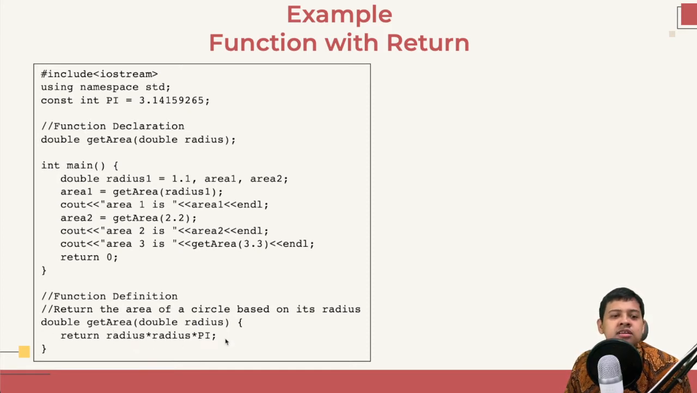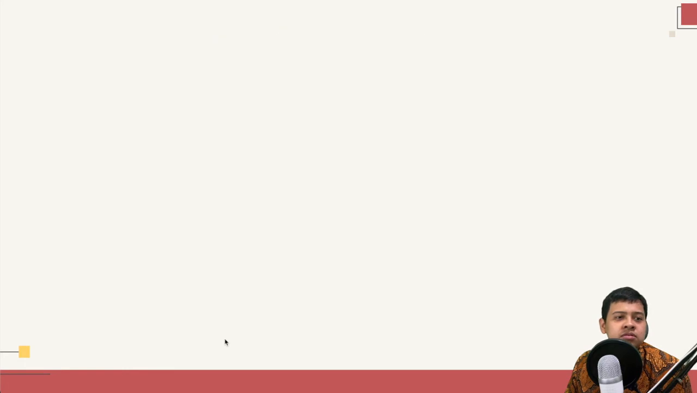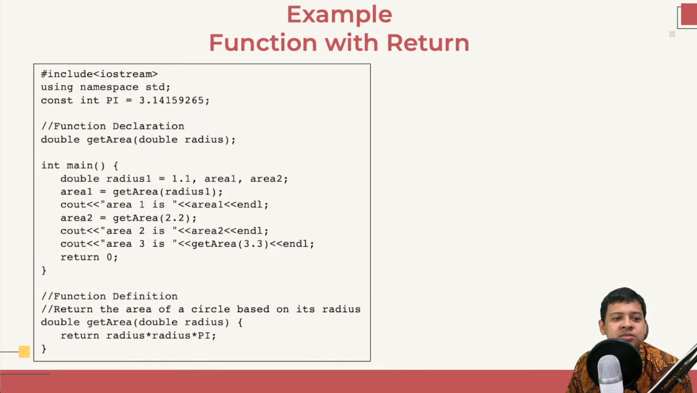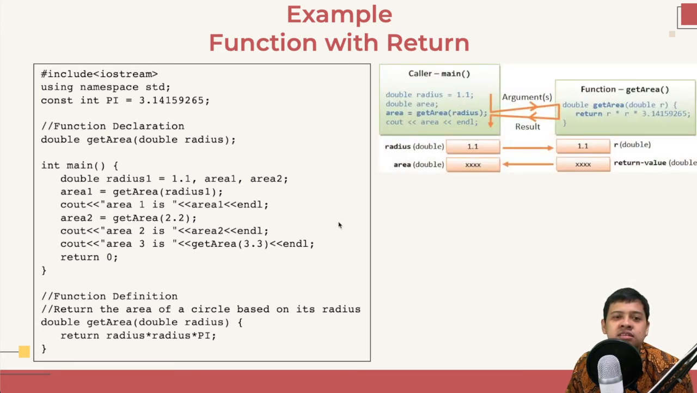And here is the return statement, it's called the expression. So here the expression is radius times pi, and then we will get the result. So here is the explanation about how this call works.